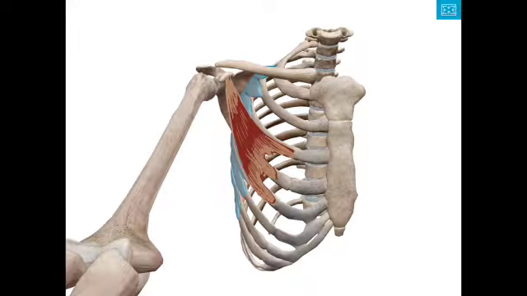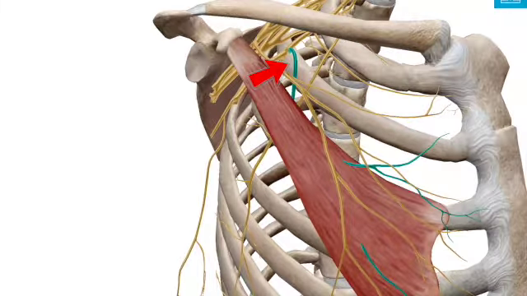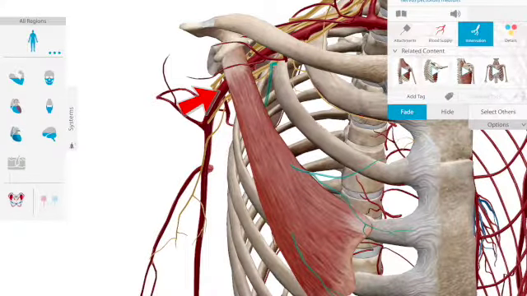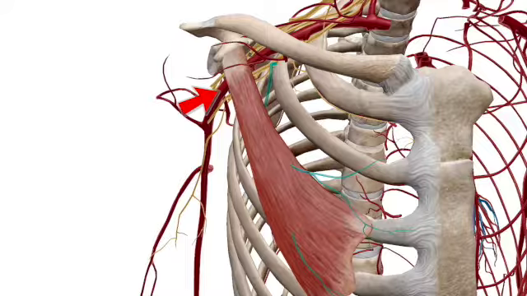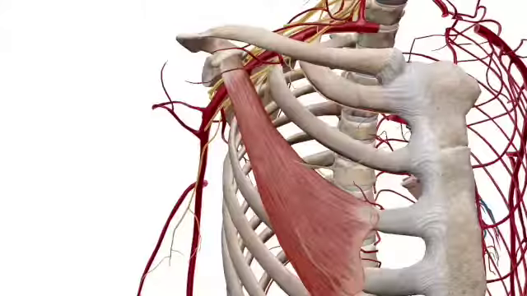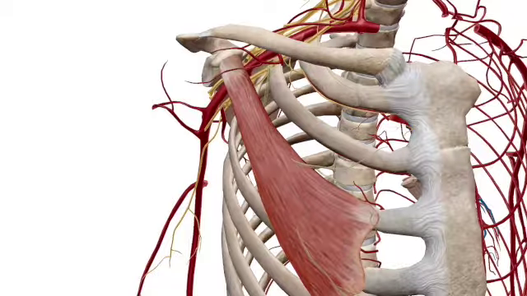The pec minor is innervated by the medial and lateral pectoral nerves, C6 to C8. The medial pectoral nerve arises from the medial cord at the level of the clavicle. It runs obliquely in an inferior and medial direction in front of the axillary artery and through the clavipectoral fascia and the pectoralis minor muscle, dividing into several branches for the pectoralis major muscle. It innervates both the major and the minor muscle.